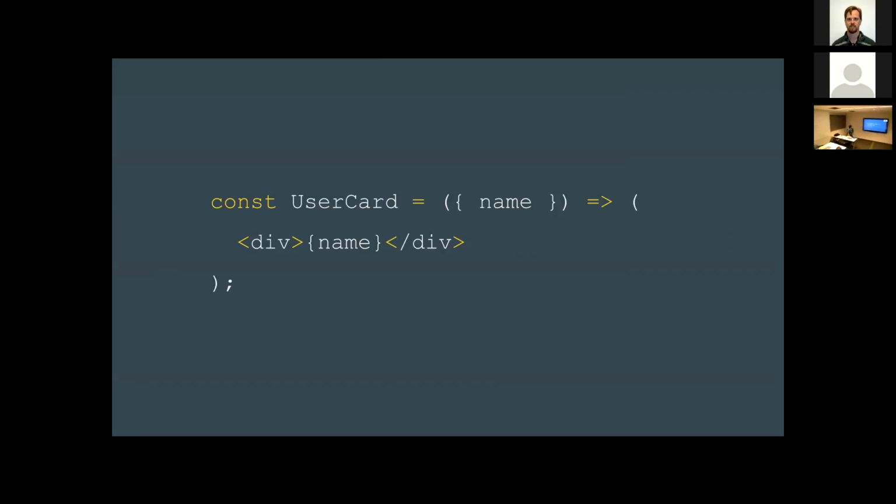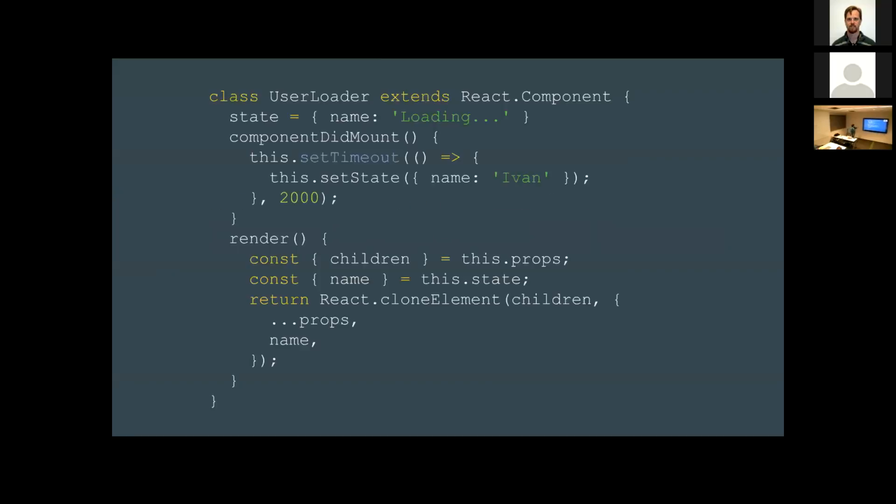So the next part is I'll write a component, which might be a little weird to some people. I'll write a component that will load the data for me. This is a lot of code, but basically all it's doing is, by default, we'll have a name of loading. Two seconds later, I'm just going to set my name to Ivan, and we'll render our children with those props. So that's all this does. It's just a user loader.